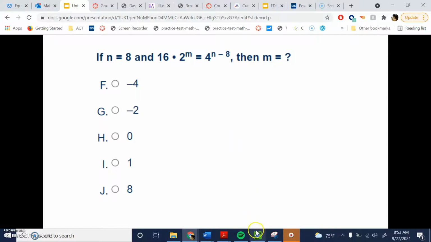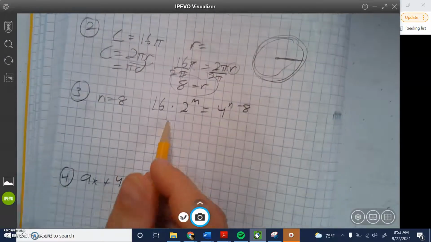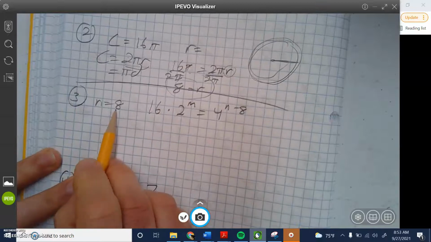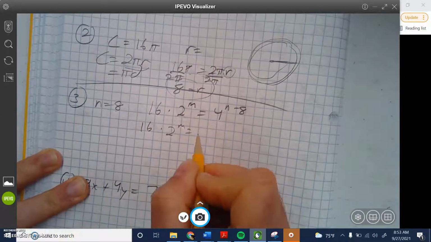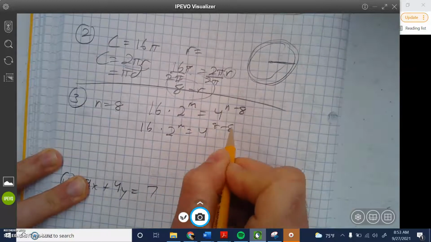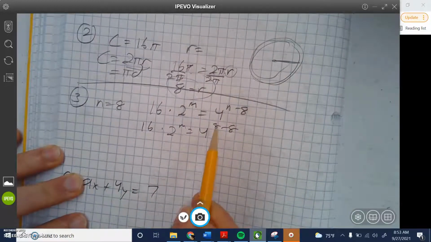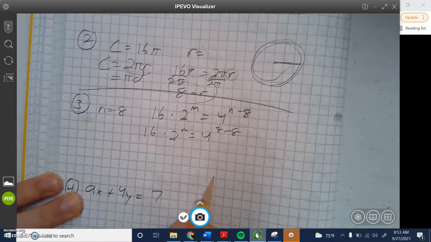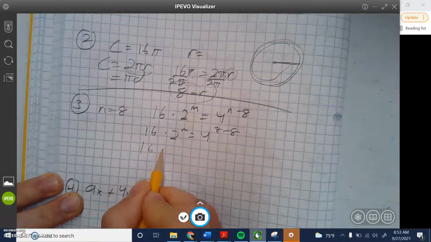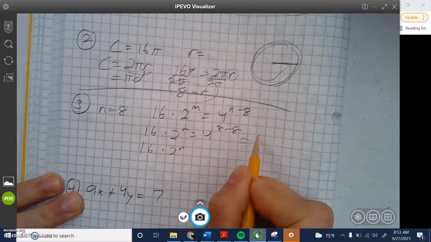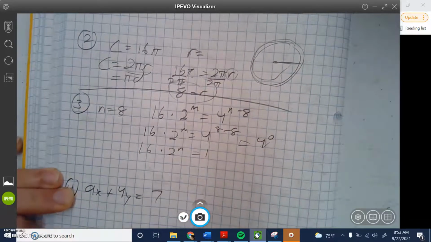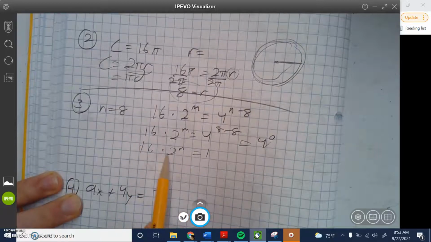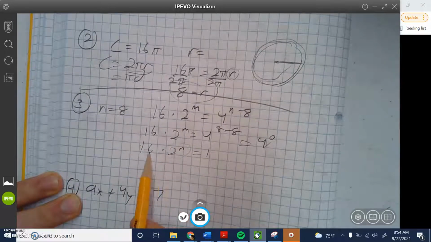All right, let's try this one. This was tough. Hopefully you put in the effort and got it. So n equals 8. That's the first thing I'm going to do. 16 times 2 to the m equals 4 to the 8 minus 8. Okay, 4 to the 8 minus 8 is 0. Anything to the 0 power is 1. Okay, so I got to make this equal to 1.